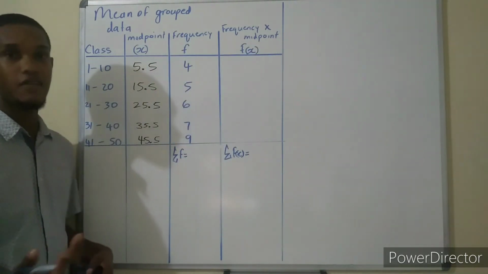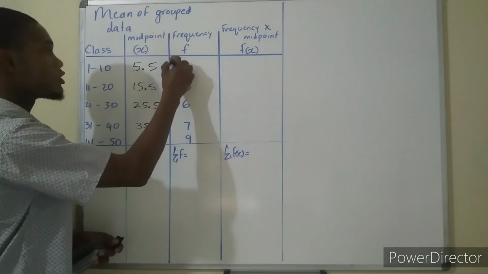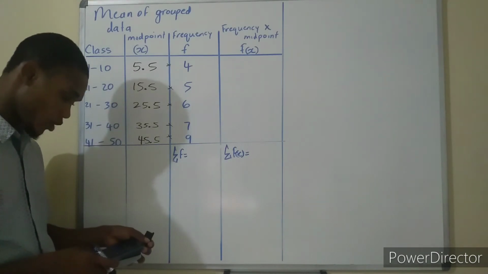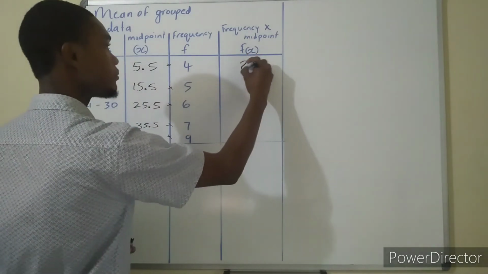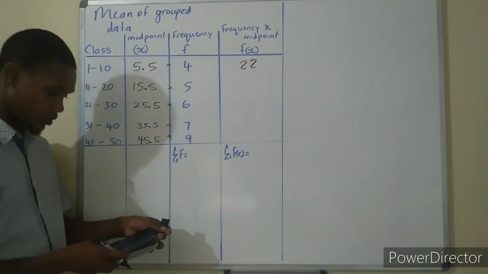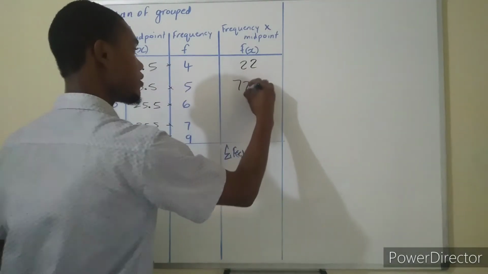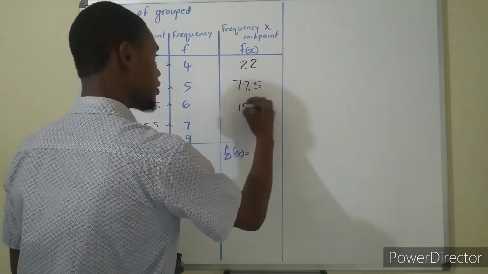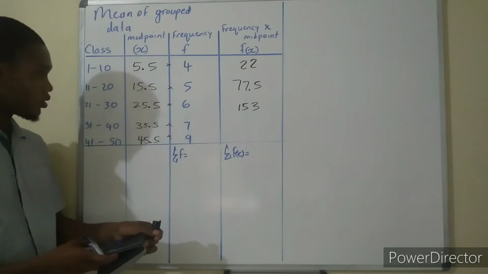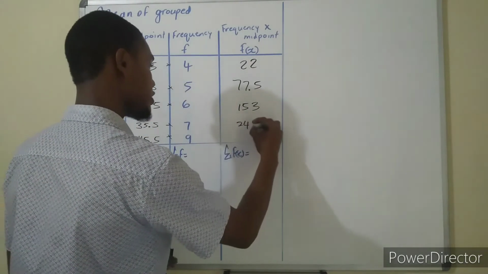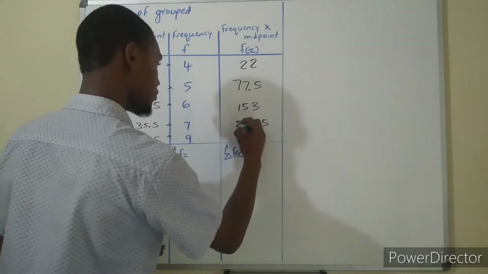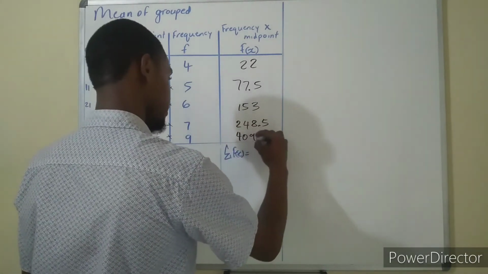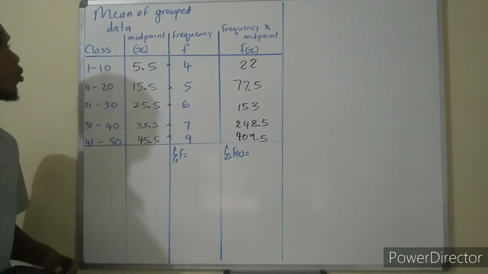Now you just need to work out what f of x is. This means multiply. You are going to be multiplying both columns' values together to get f of x. So it will be 5.5 times 4, which gives you 22. Then 15.5 times 5 gives you 77.5. Then 25.5 multiplied by 6 gives you 153. Then 35.5 times 7 gives you 248.5. And the final one, 45.5 times 9, gives you 409.5.